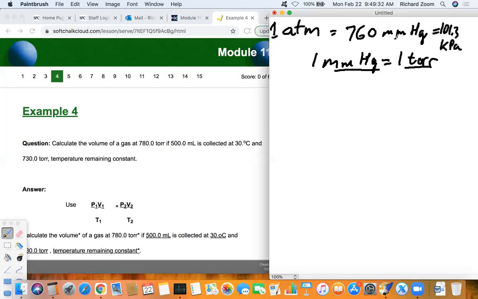So let me talk a little bit about this 760 millimeters of mercury. It seems kind of weird to express a pressure as a unit of length, doesn't it? But when you've got mercury, let's say we had a little bit of a bowl of mercury here.